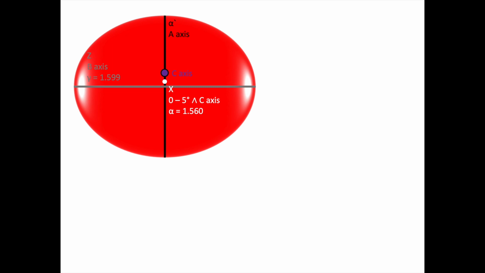Instead of refractive index beta, here we have refractive index alpha prime, which is a value somewhere between refractive indices alpha and beta. As we've only rotated the optical indicatrix between 1 and 3 degrees, this value of alpha prime is going to be very, very close to beta.